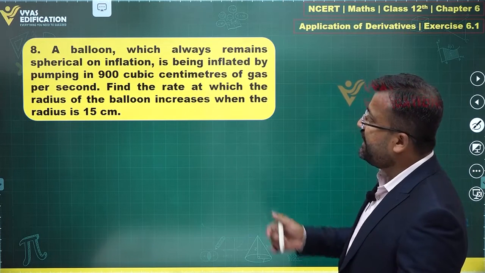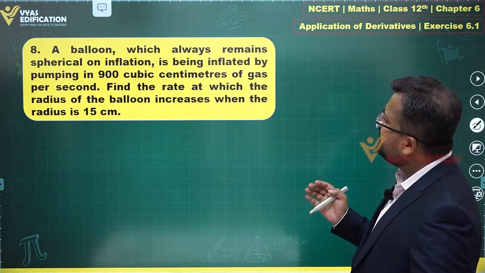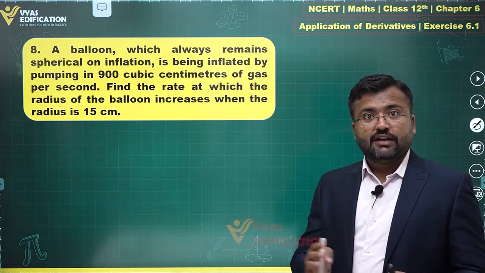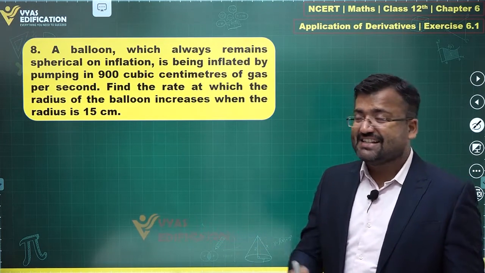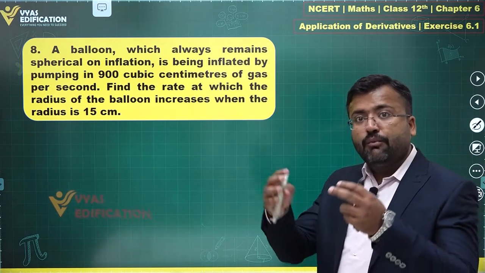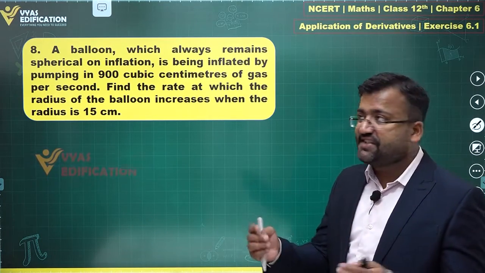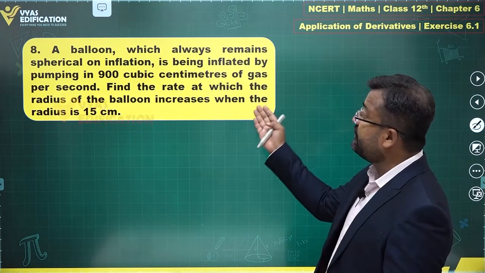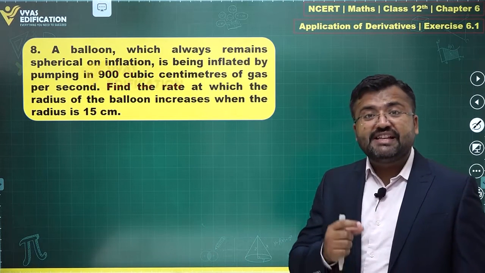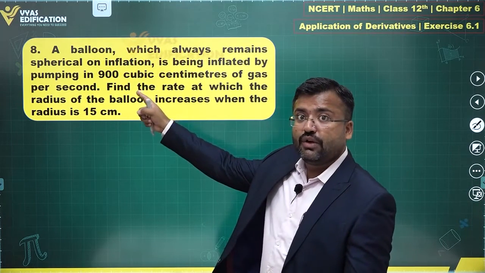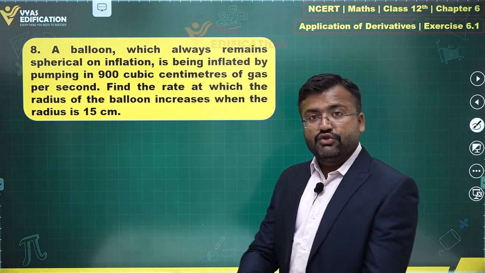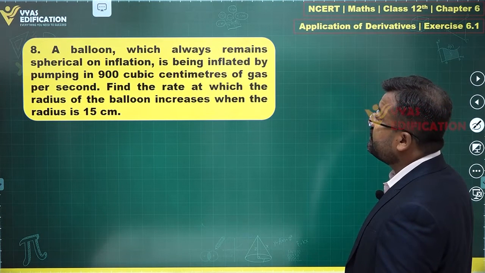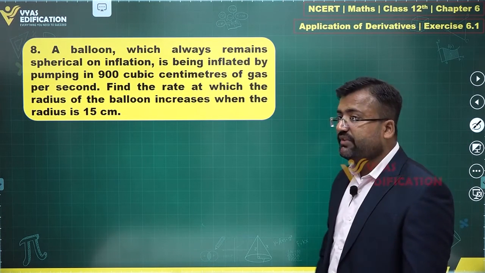Question 8 says: a balloon which always remains spherical on inflation. Inflation, are we talking about money? Inflation means increasing its size. When you blow air into it, the volume of the balloon increases, it inflates. It is being inflated by pumping in 900 cubic centimeters of gas per second. So volume is increasing at this rate. This much volume of gas is being pushed in, so the volume will be increasing by so much. Find the rate at which the radius of the balloon increases when the radius is 15 centimeter.